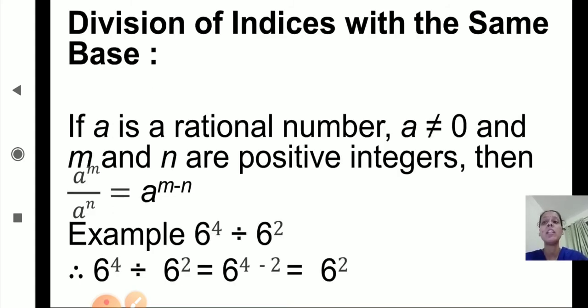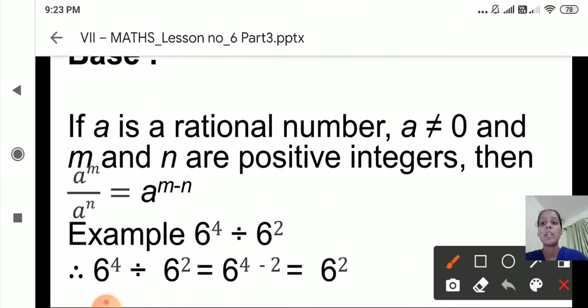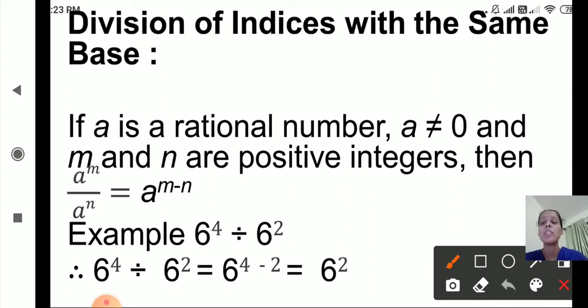Yes, now we will see division of indices. Just now we have studied multiplication of indices with the same base, right? Now we will do division of indices with the same base. So for the division of indices, there is one formula that I will explain first. If a is a rational number and a is not equal to 0, and m and n are positive integers, then the formula is a raised to m divided by a raised to n is equal to a raised to m minus n. Okay, this formula is same as multiplication only, but in the multiplication what we are doing, we are adding the index. Okay, but here in this we will subtract the index.